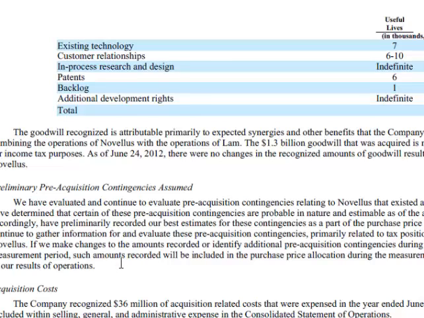Right? So that's them telling you, I may not be done, I haven't figured out all the tax exposures, I'm still within my measurement period, I'll get back to you. Okay? So that's them satisfying the disclosure requirements. Okay?